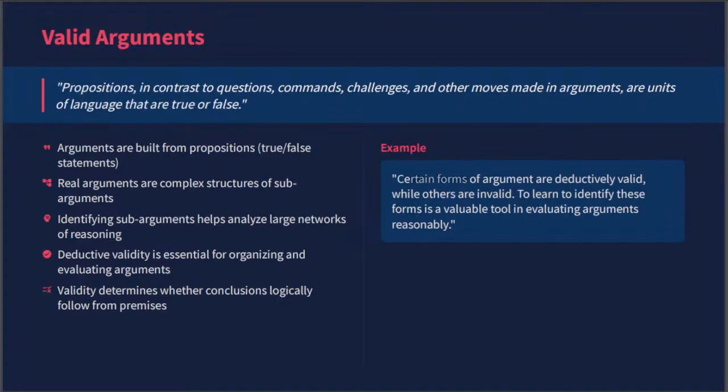So, certain forms of argument are deductively valid, while others are invalid. To learn to identify these forms is a valuable tool in evaluating arguments reasonably. Again, propositions, in contrast to questions, commands, challenges, and other moves made in arguments, are units of language that are true or false. So a proposition has essentially a Boolean element to it: 1 or 0, true or false. Arguments are built from propositions, the true or false statements.